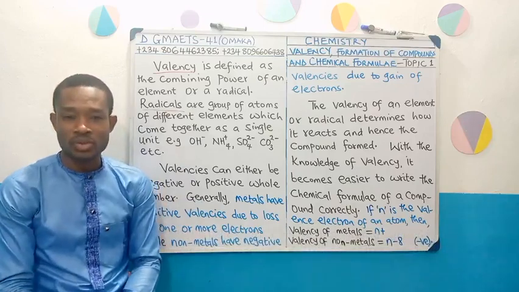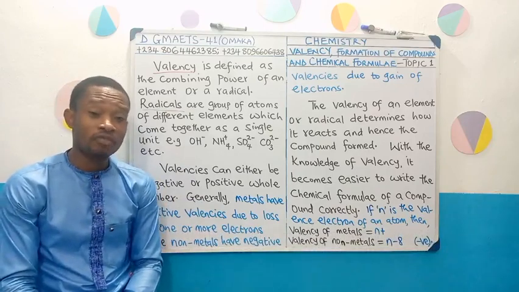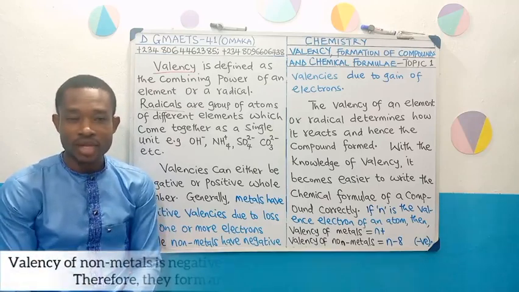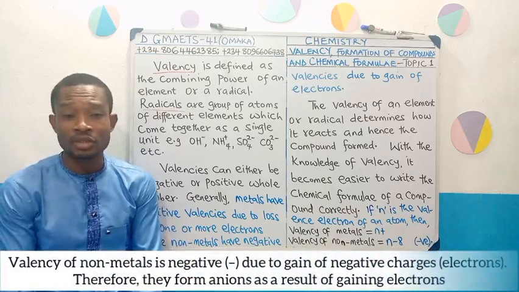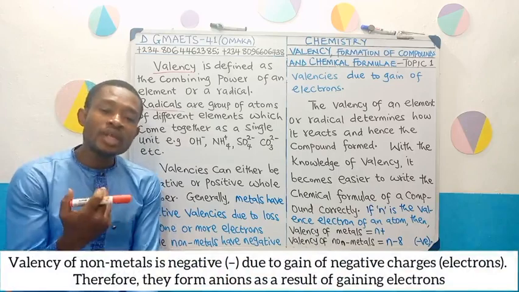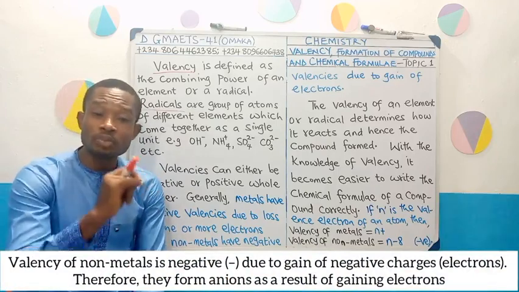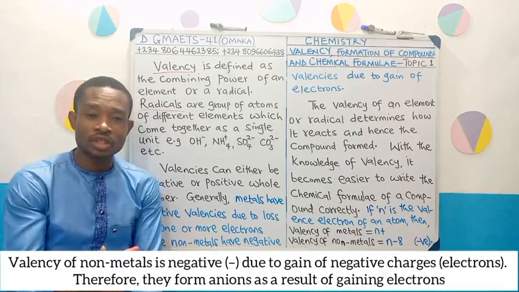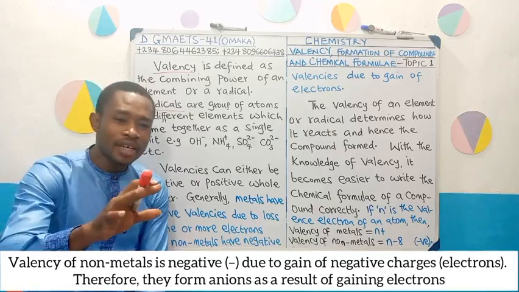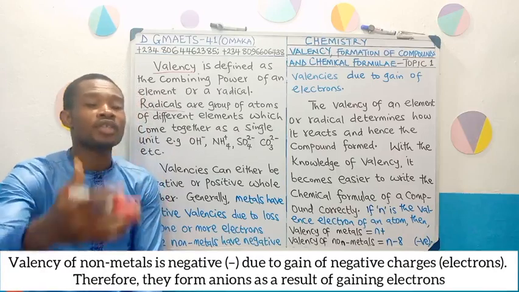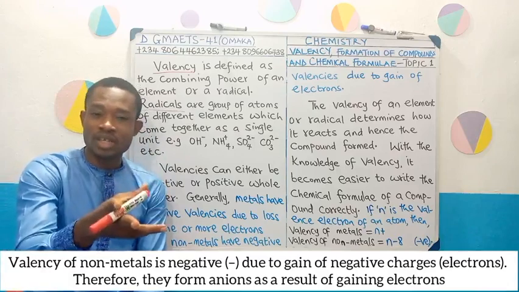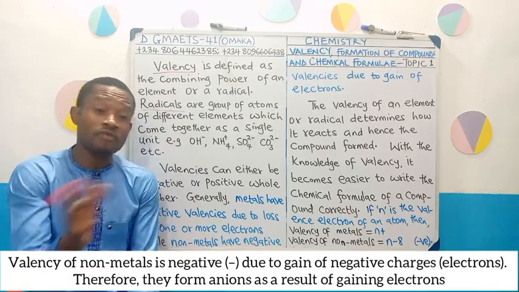What about non-metals? The valency of non-metals is negative. This is because during chemical reaction, non-metals receive electrons, which means the number of electrons that non-metals will possess during chemical reaction will be more than the number of protons they have. Whereby the number of electrons becomes more than the number of protons, it means that it's an ion, because after they've reacted, we refer to them as ions.